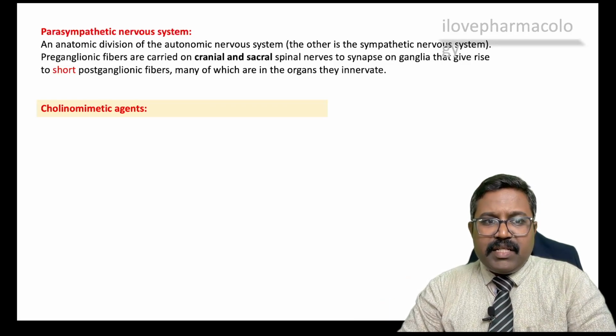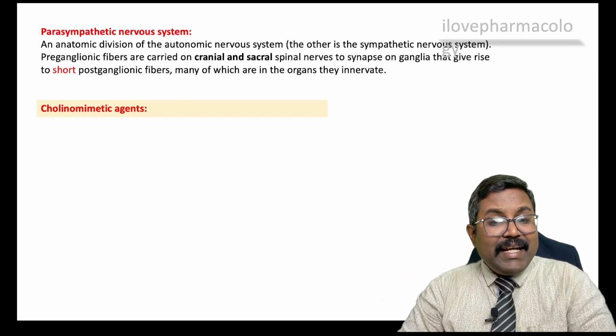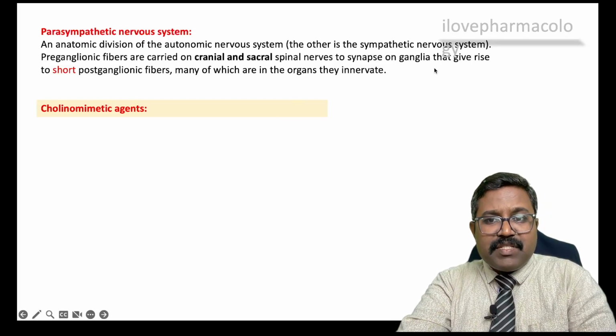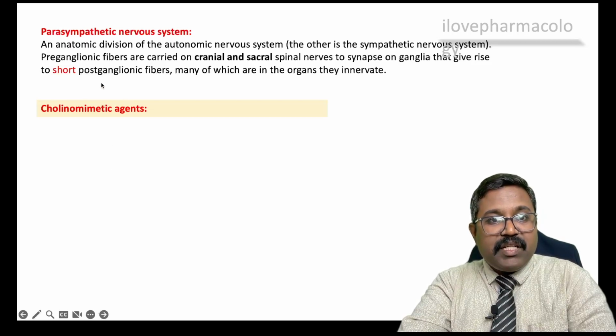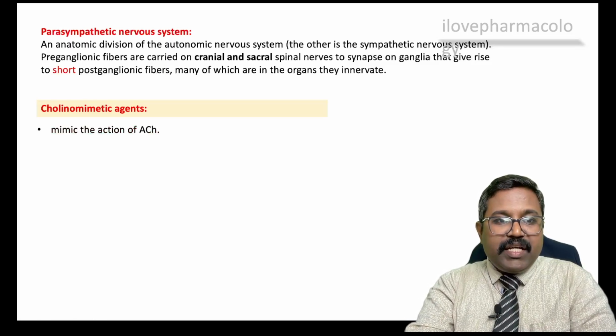In the parasympathetic nervous system, the preganglionic fibers are carried on cranial and sacral spinal nerves to synapse on the ganglion that gives rise to the short postganglionic fibers. Whereas the sympathetic nervous system has long postganglionic fibers, the parasympathetic nervous system has short postganglionic fibers. And coming to the cholinomimetic agents.